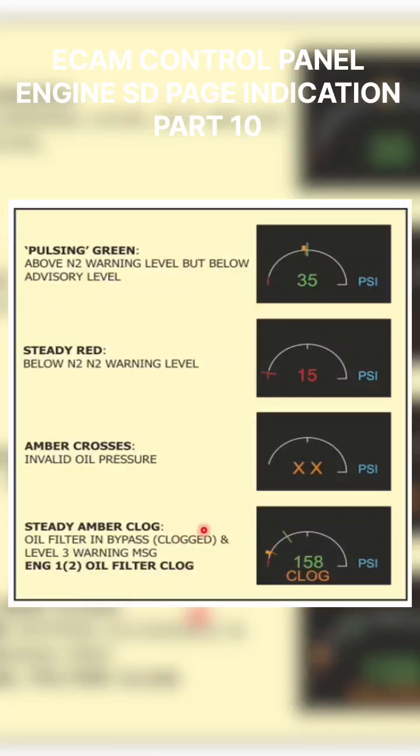And once the filter is clogged, you sometimes will get a FADEC engine in maintenance on the status page also. And this is also Cat A MEL only, just look over the latest MEL.